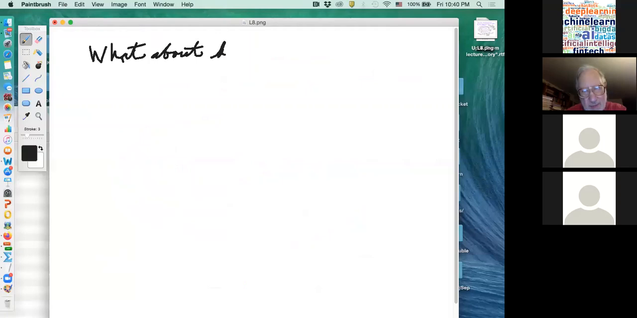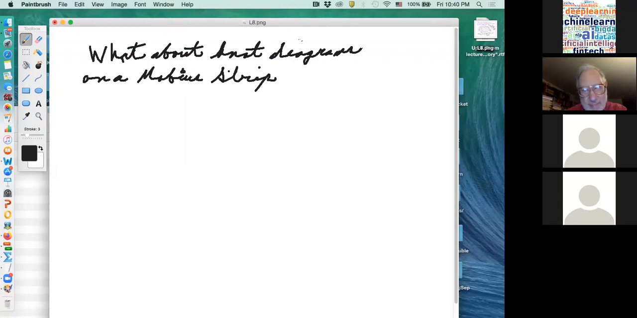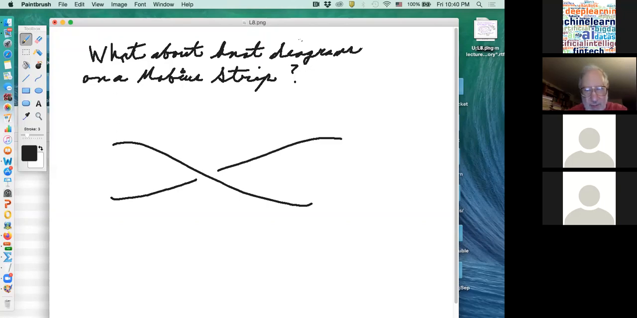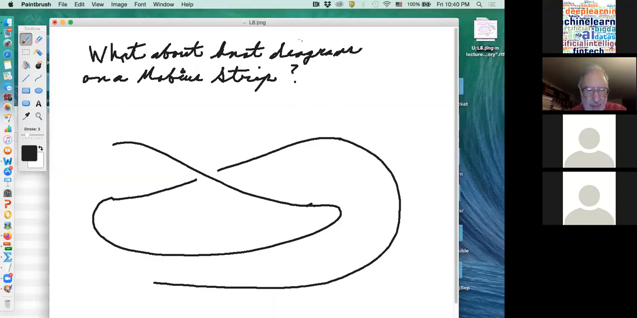What about knot diagrams on a Mobius strip? Now, you're all familiar with the Mobius strip. A Mobius strip is a piece of paper which has been attached to itself so that it's a band like this, but it has a one-half twist in it like this. So it's like that, and it twists over. So it has only one side, Mobius strip, M.